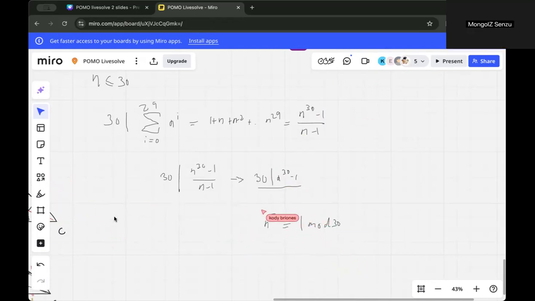All right, we're back. I missed a big part of my solution. Using CRT, this basically means that 2, 3, and 5 divide n to the 30 minus 1. So we would have 2 divides n to the 30 minus 1, 3 divides n to the 30 minus 1, and 5 divides n to the 30 minus 1.